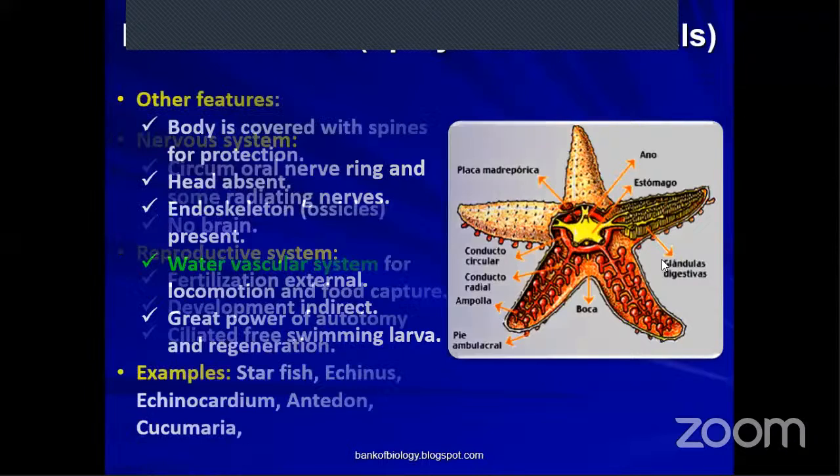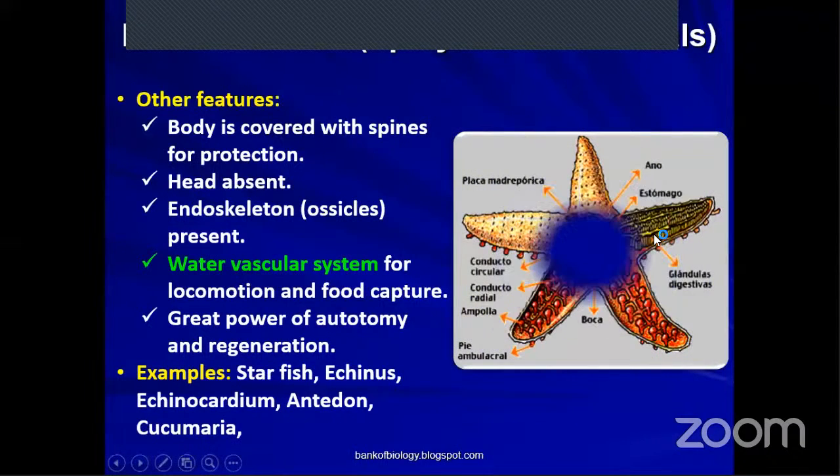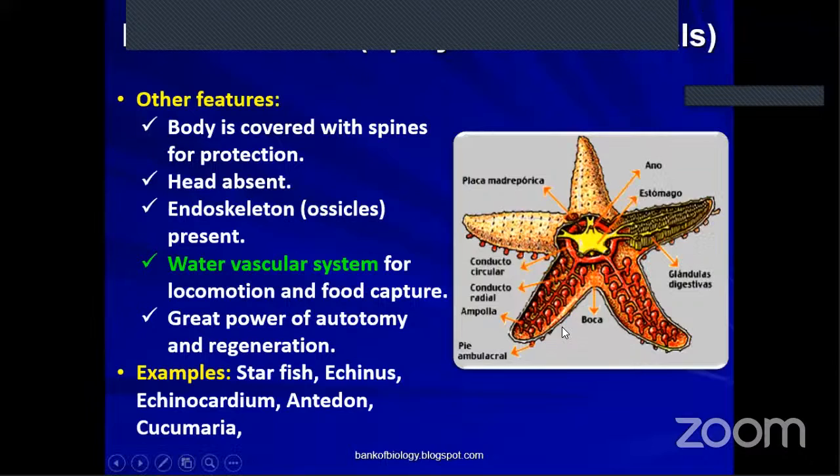Done. So here, look at this. The body is covered with spines for protection. The head is absent. Even though in the lower forms there was a definite head, here the head is absent. Their exoskeleton is made out of ossicles. Water vascular system is found, that water will enter and move, and when it is moving, they might even help in food capture. They have the power of autotomy.